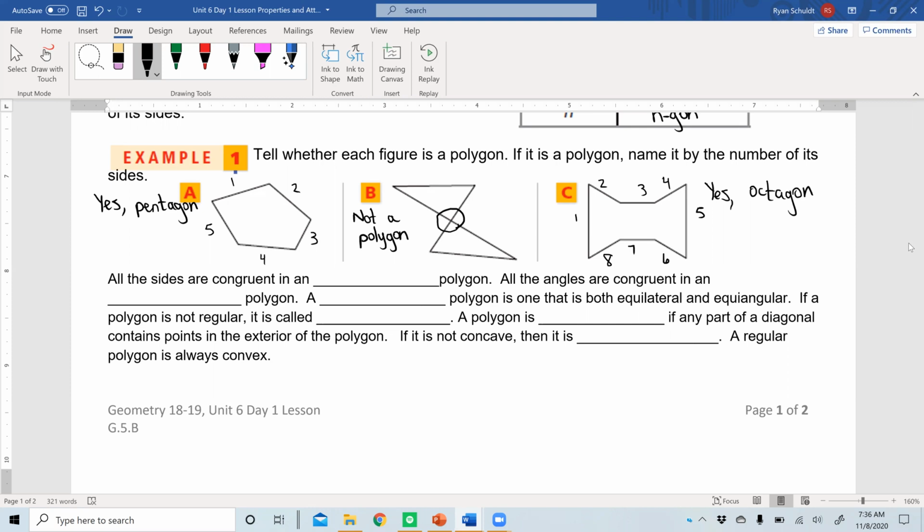Okay, so if all sides are congruent, then we have an equilateral polygon. Almost sounds like we're talking about an equilateral triangle. Well, that's how it got its name. If all the angles are congruent, we have an, here's this word that makes some of y'all squirm because y'all think I made it up, equiangular polygon.